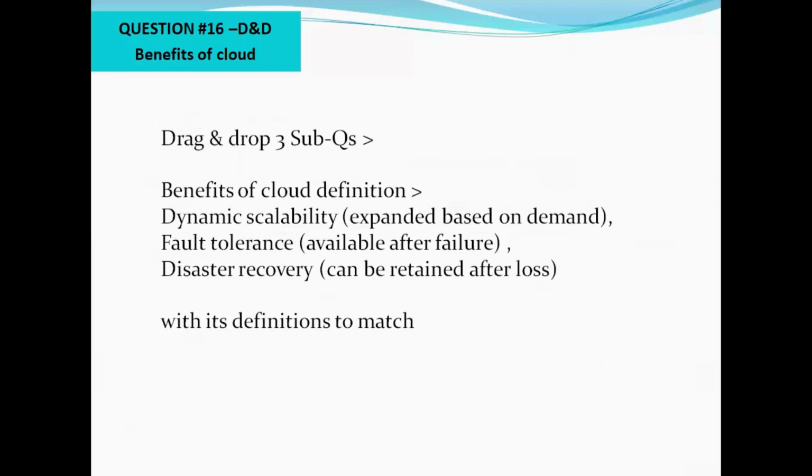The next question is again a drag and drop question on the benefits of cloud. This also I got in my real exam. There were three sub-questions to drag and drop, like dynamic scalability, fault tolerance, and disaster recovery. And they gave the definitions on the right hand side, and we need to match against each definition correctly. For dynamic scalability, the definition is that based on demand, it will get expanded. For fault tolerance, it will be available after failure. And for disaster recovery, we will be able to retain after loss. So make sure you are reading all the definitions for all these benefits.